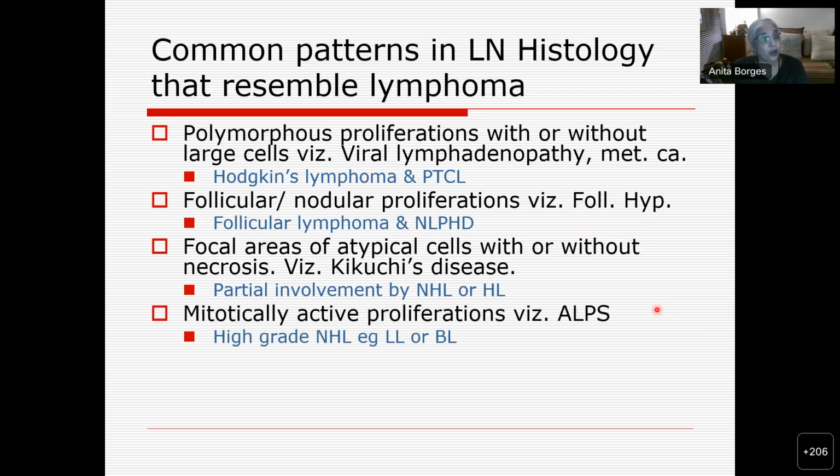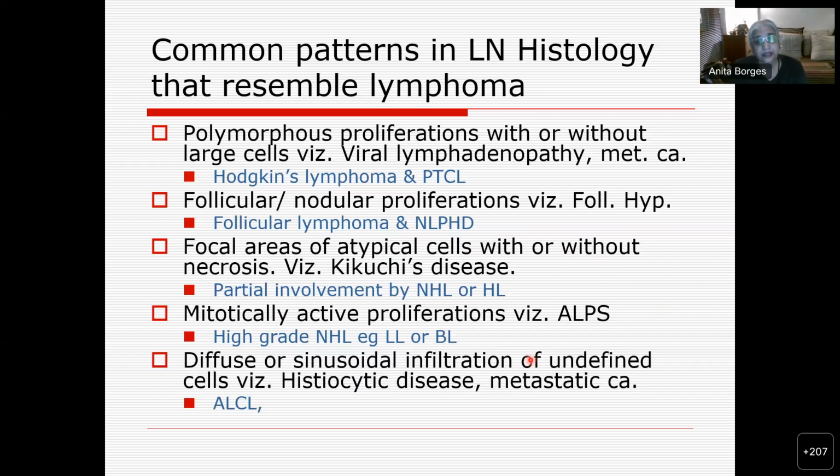Okay. Then you have mitotically active proliferations like ALPS, that is acquired autoimmune lymphoproliferative syndrome, in which the lymphoid cells are unable to undergo apoptosis. So they're proliferating, they should be undergoing apoptosis, and this is a T-cell disease. And whatever it is that stimulated that T-cell proliferation has probably died down, but the cells are unable to undergo apoptosis. And it can look very much like a high-grade non-Hodgkin's lymphoma, lymphoblastic, or even a Burkitt.